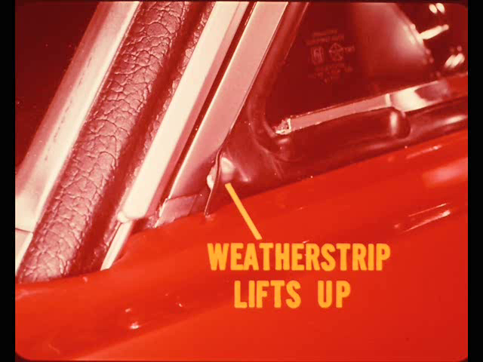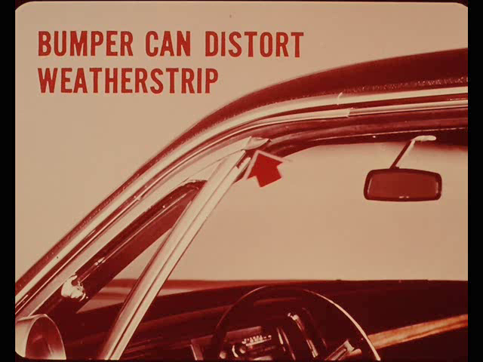In some cases, the lower end of the vent wing weather strip lifts up from its normal position and causes a leak. If the weather strip is otherwise in good condition, the lifted section can be cemented down. The bumper at the top of the vent wing frame can distort the roof rail weather strip if it is out of position. Usually, you can correct this problem by simply repositioning the bumper.